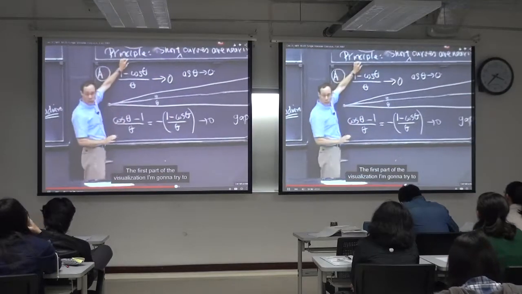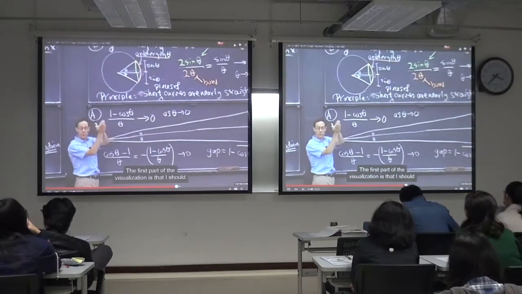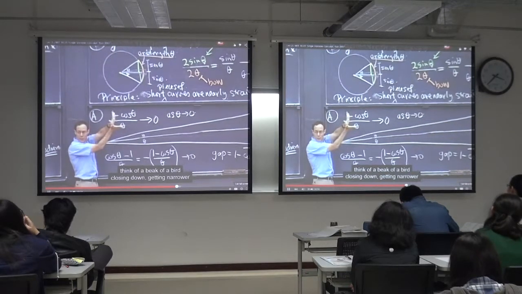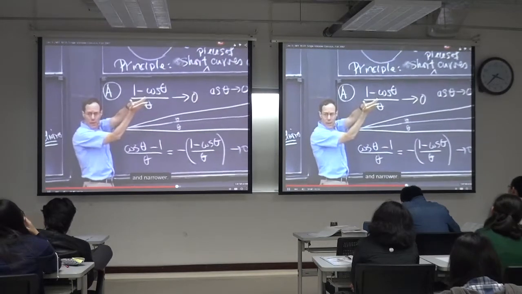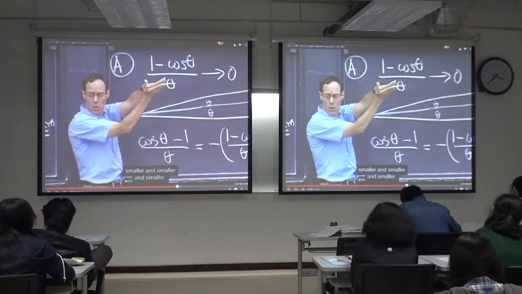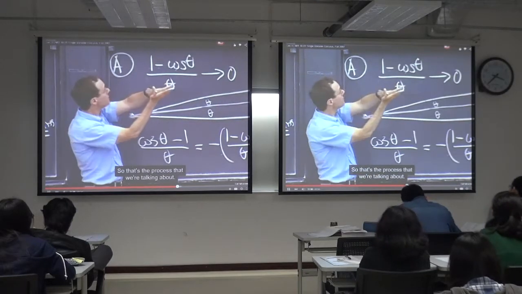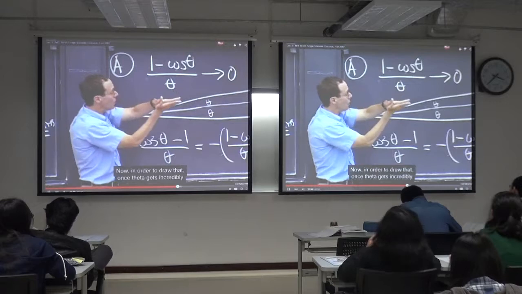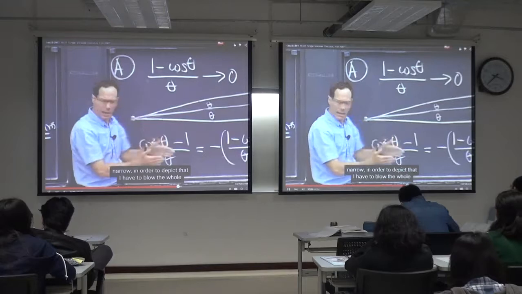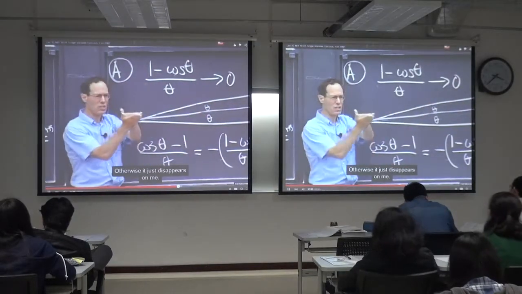The first part of the visualization I'm going to try to demonstrate on this picture up here. The first part of the visualization is that I should think of the beak of a bird closing down, getting narrower and narrower. So in other words, the angle theta has to be getting smaller and smaller and smaller. So that's the first step. So that's the process that we're talking about. Now, once theta gets incredibly narrow, in order to depict that, I have to blow the whole picture back up in order to be able to see it, otherwise it just disappears on me.